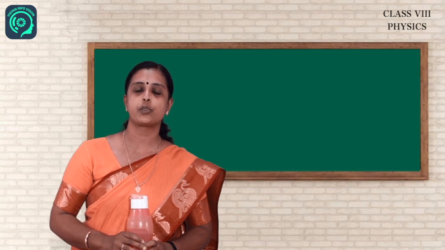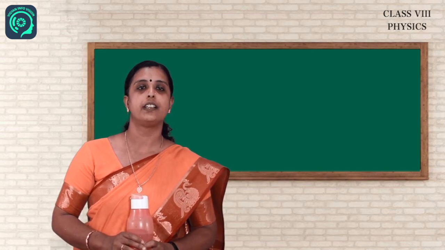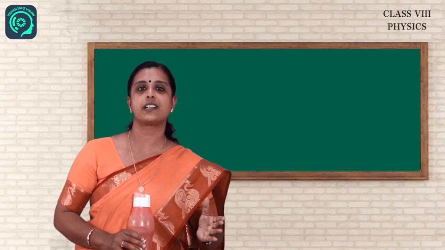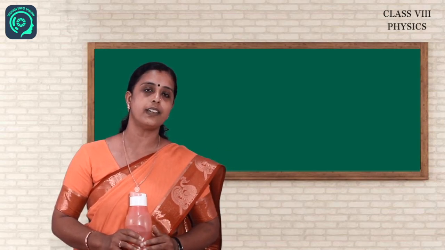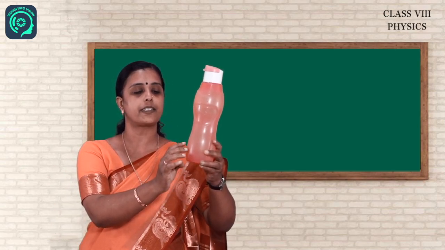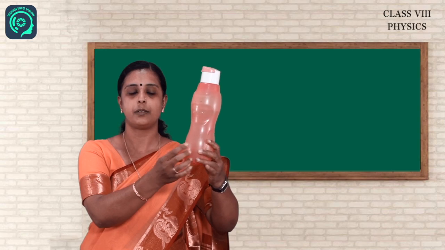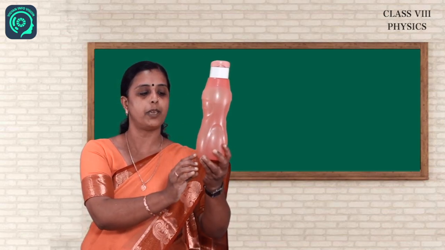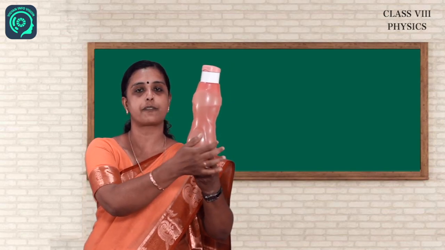In the previous two activities, what did you understand? Liquid exerts pressure at the bottom of the container, and liquid also exerts pressure on the sides and walls of the container. You know, this is a bottle. Suppose you take a bottle and make holes at equal distances from the bottom.